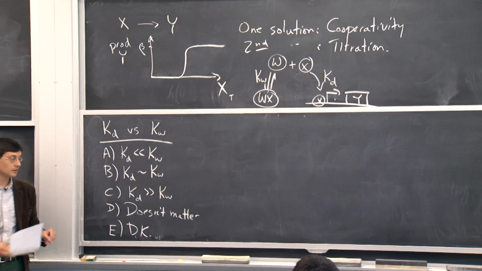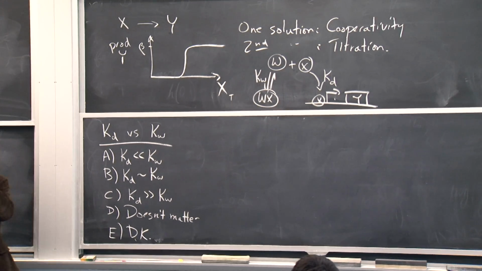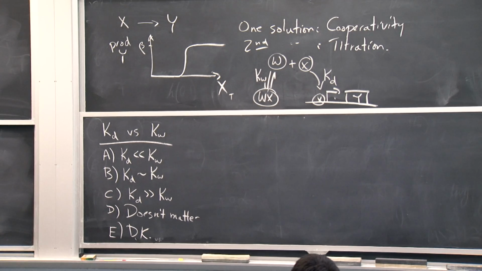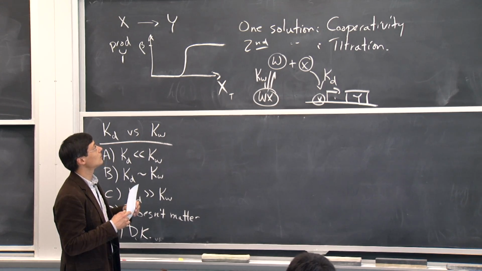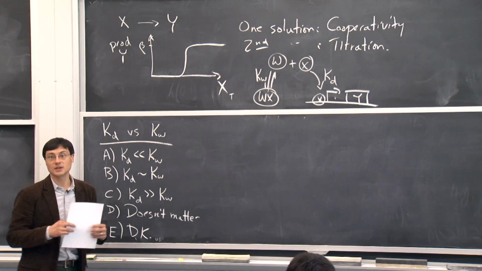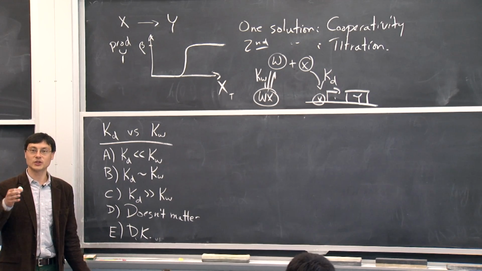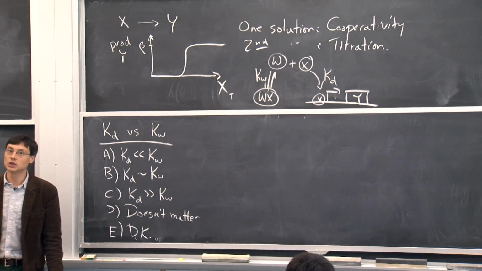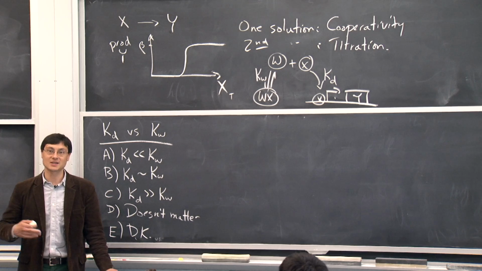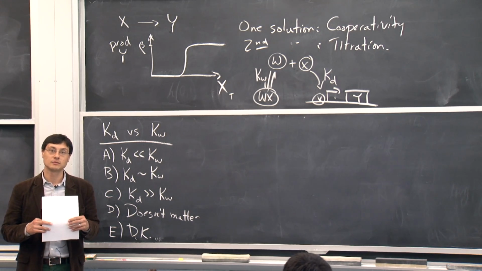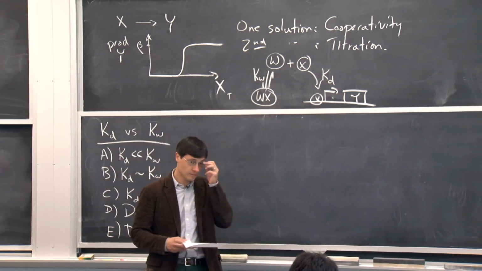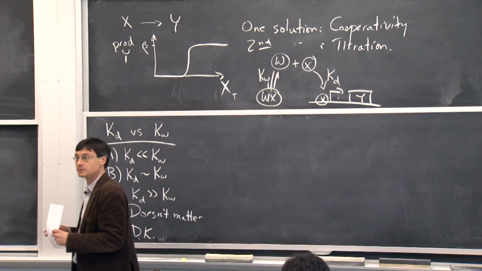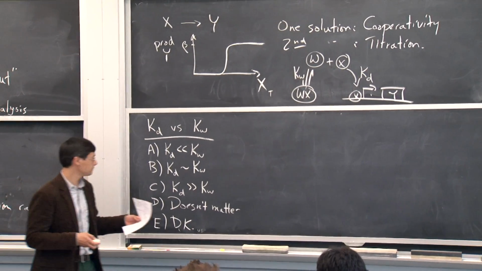I'll give you just 30 seconds to think about it. Yes? KW like the dissociation constant? Like is it concentration W times concentration of X over the... Right, so it's the one that has units of concentration. So lower in both these cases corresponds to tighter binding. And I'll let you think for 20 seconds maybe.